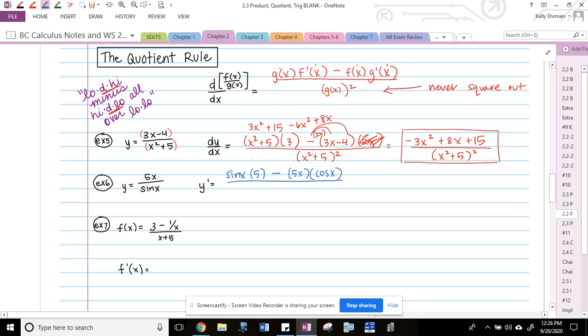Low, sine x, derivative of 5x is 5, minus high, 5x, d low, derivative of sine is cosine, over low, sine squared x. Simplify. We like coefficients to be out in front, so 5 sine x minus 5x cosine x over sine squared x. I see that I can factor a 5 out, but again, it's not going to help me cancel.